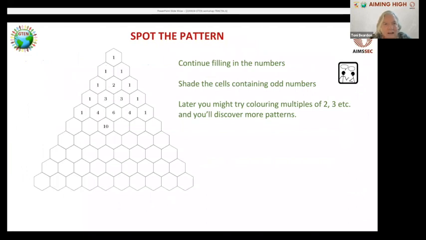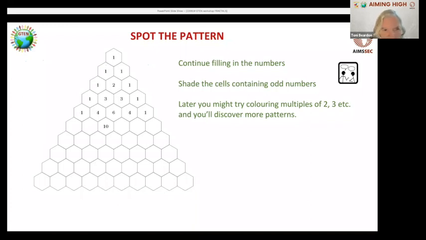So what we're doing here is a pattern, and what we want you to do is simply put your learner's head on and finish filling out all those hexagons. If you don't have a piece of paper, just quickly draw out the pattern. It doesn't have to be hexagonal. You can use triangles, or you can just write the numbers in the right position.